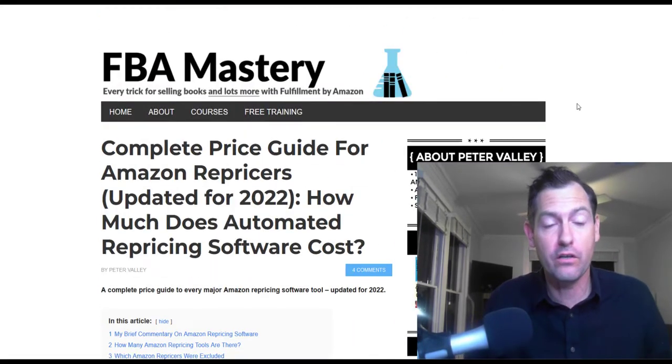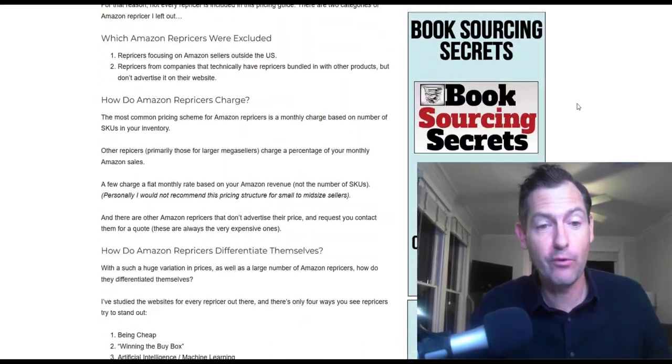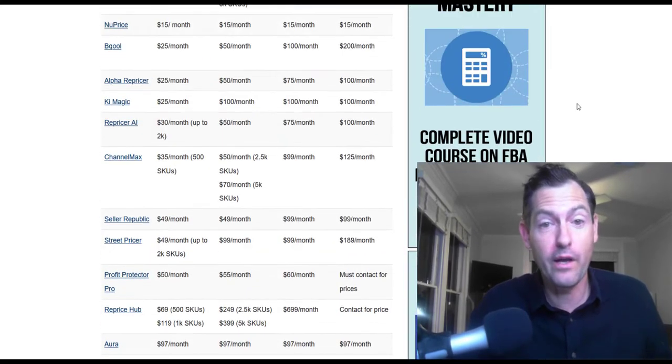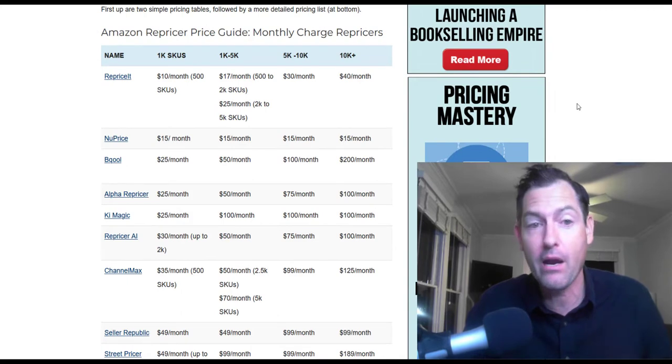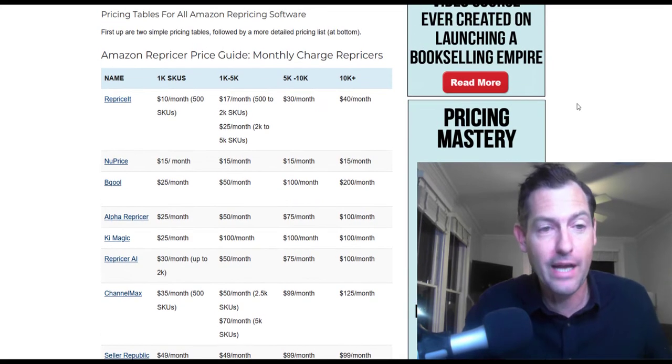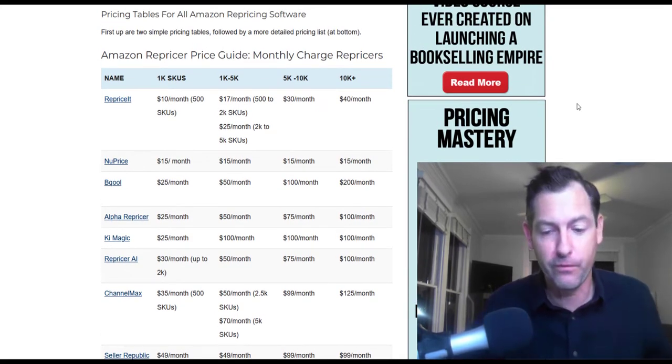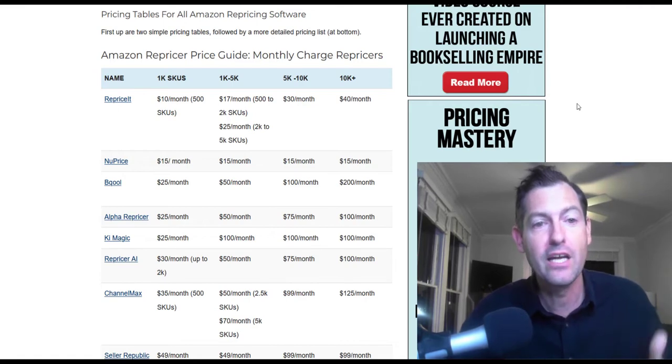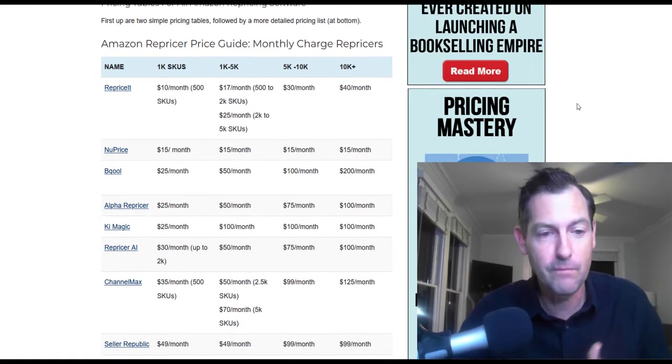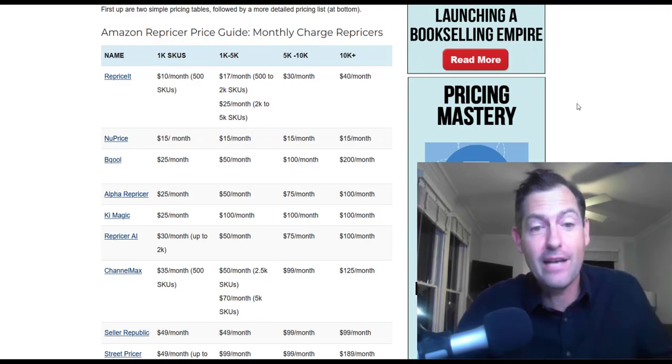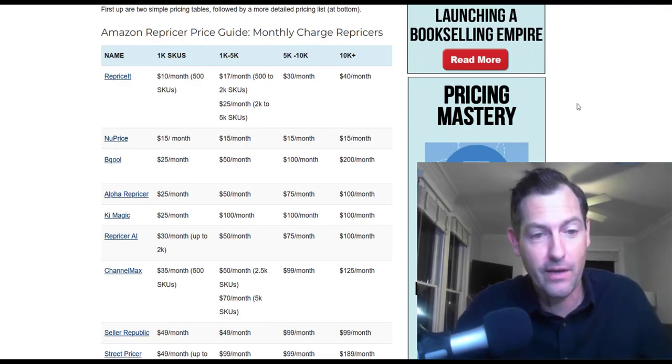The reason I wrote this article and made this pricing table was because I went to research one, find one for myself so I could compare prices of different repricing tools out there. And it turns out no one had done this before. No one had just created a pricing guide specifically for Amazon repricing tools. So you can't compare the prices if this doesn't exist, and it didn't exist, so I had to make it.